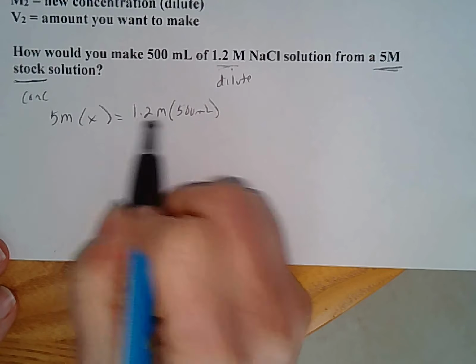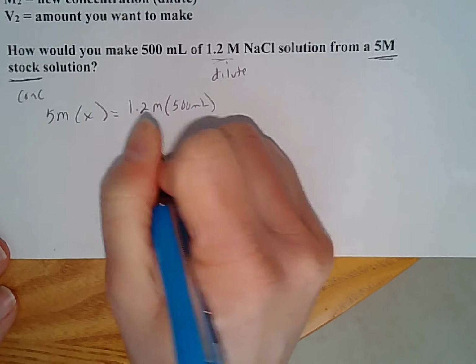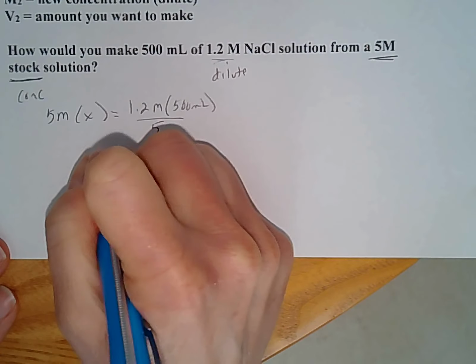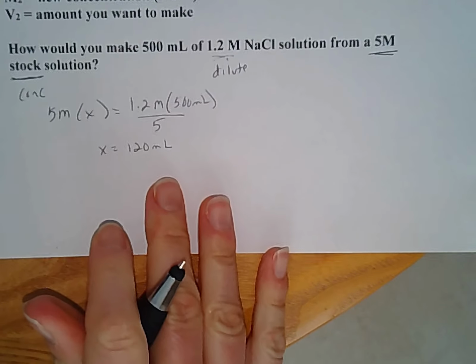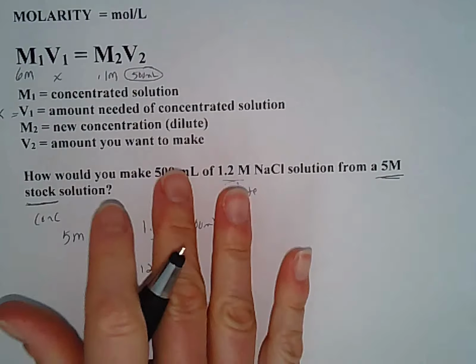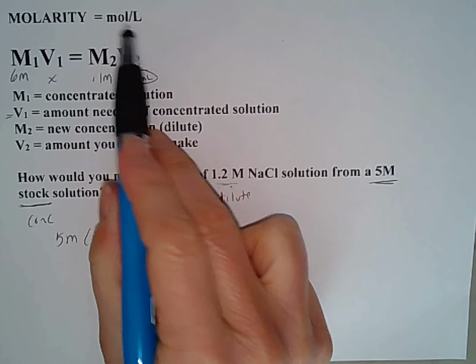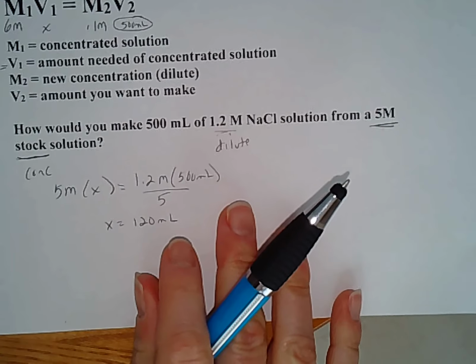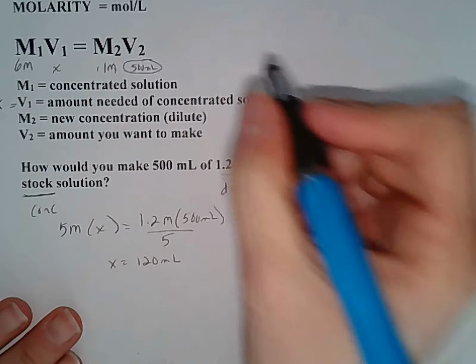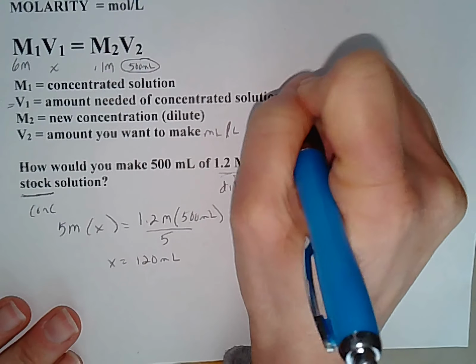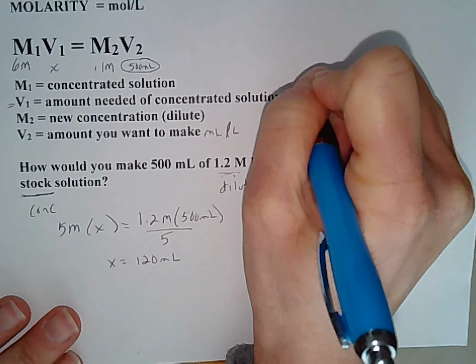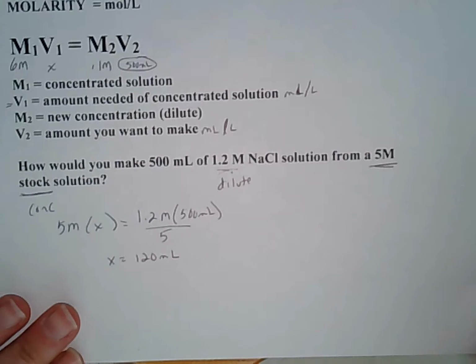So all I have to do is multiply this times this and then divide by 5. So X comes out to be 120 milliliters. Now, please note that as you have learned before, molarity is moles over liters. In this equation, you could use milliliters for your volume.